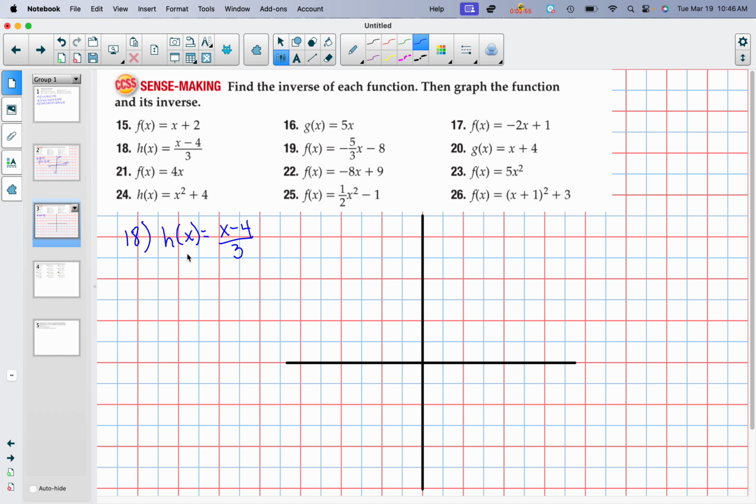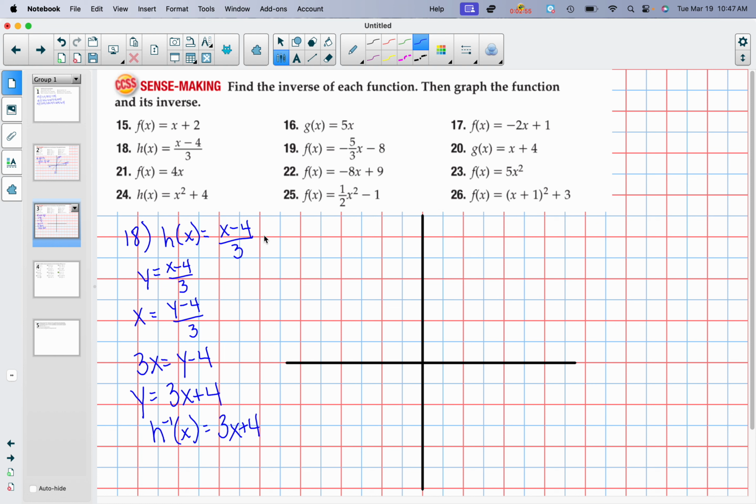So on number 18, we have h of x equals x minus 4 over 3. I'm going to do this one a little differently. I'm going to change this to y equals x minus 4 over 3. And now I'm going to swap the x and y. So this was one of the other options. And then solve for y, get the y by itself. So I'm going to multiply both sides by 3, and then add 4. I'm going to switch it around though. So y equals 3x plus 4. Now that's my inverse, so I'm going to call it by its proper name. h inverse of x is 3x plus 4.